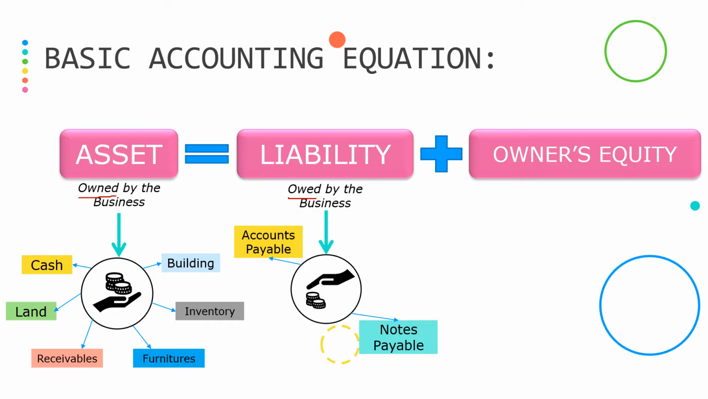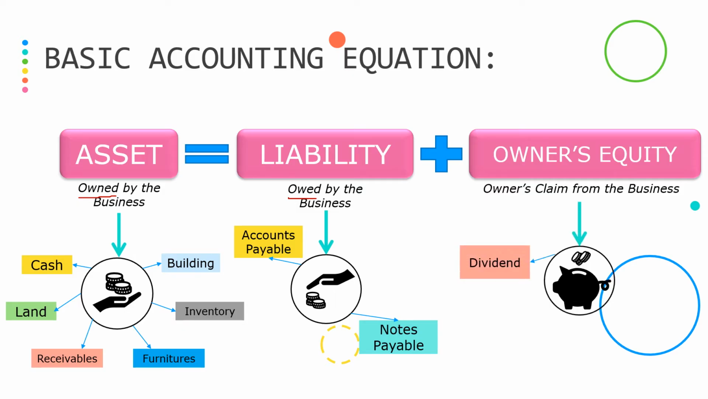And lastly, we have here the owner's equity. So owner's equity is something that the owner can claim from the business, or in other words, it is the capital of the owner. So some examples here are dividends and the retained earnings. So both are profits made by the company, but the difference is that dividends are profit being distributed to its shareholders, while the retained earnings are profit that the company chose not to distribute to its shareholders.